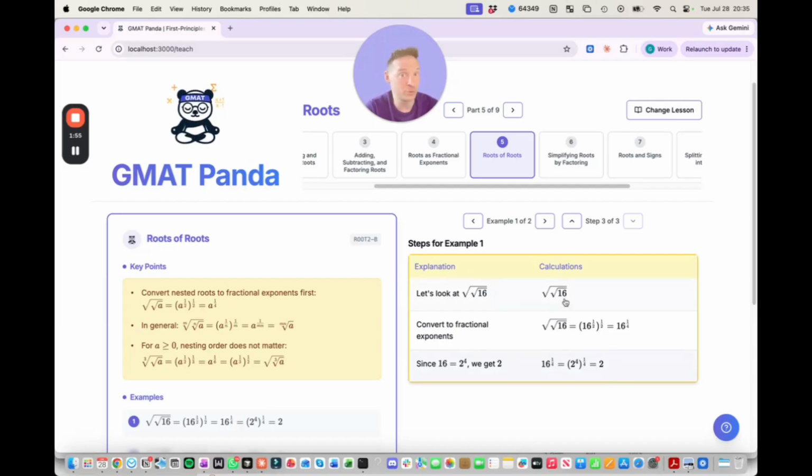And let's double check that. So if we first square root 16, we're looking for a number such that when we square it, we will get 16, right? So square root of 16 is 4. And then if we square root that again, so square root of 4 becomes 2, and therefore we get the same answer. So this is another example of how we can use fractional exponents to manipulate square roots, especially when you've got more than one of them.